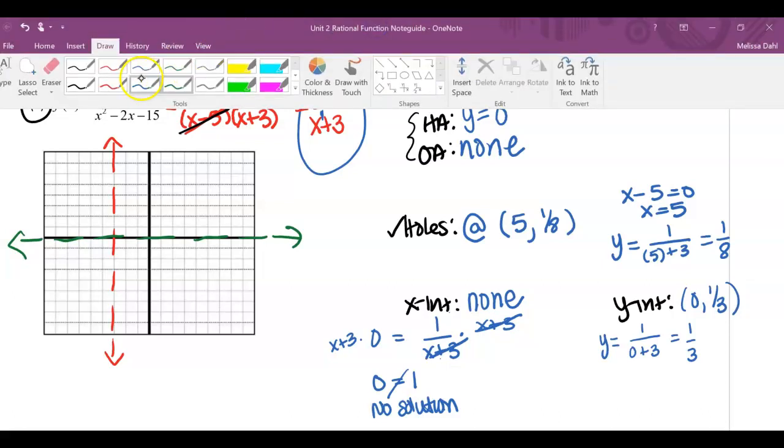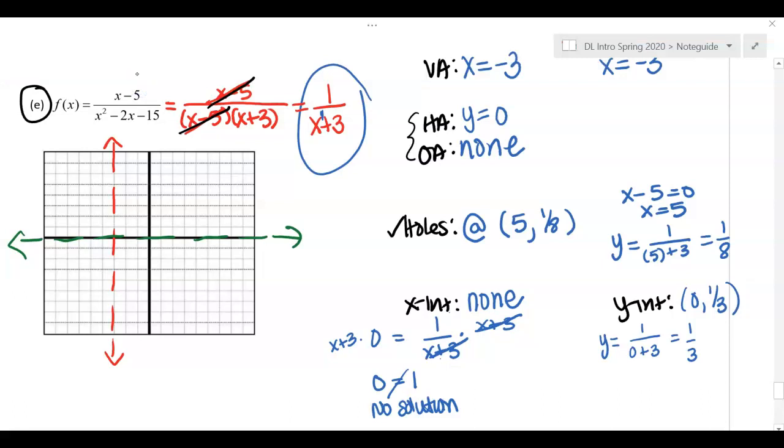So holes are interesting because it's telling us what's not there, but we actually get to plot where the graph would normally go. So I'm going to plot (5, 1/8), which would be very close to the asymptote. So I know the curve is going to be at that point, but I'm just indicating that we will technically be skipping over that one point. And then we have a y-intercept of (0, 1/3).